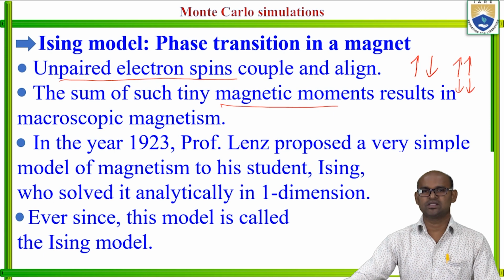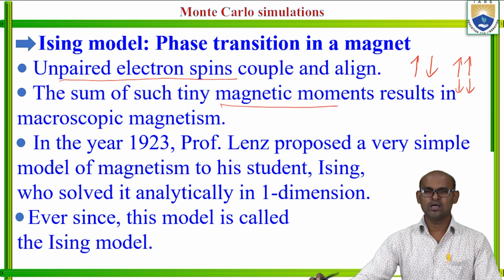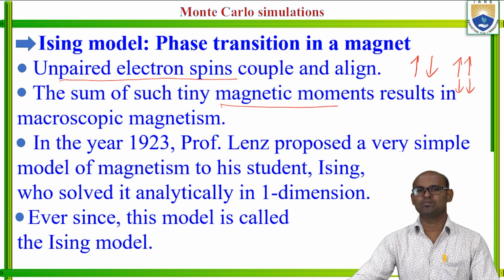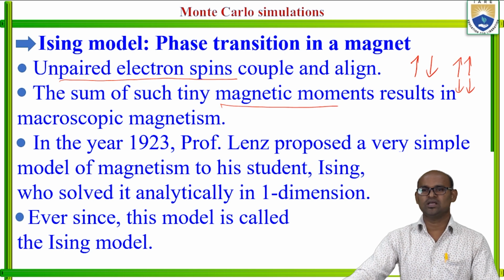Okay, so in the year 1923, Professor Lenz proposed a very simple model of magnetism to his student Ising. Ising solved this model analytically in one spatial dimension, and ever since, this model has been called the Ising model.